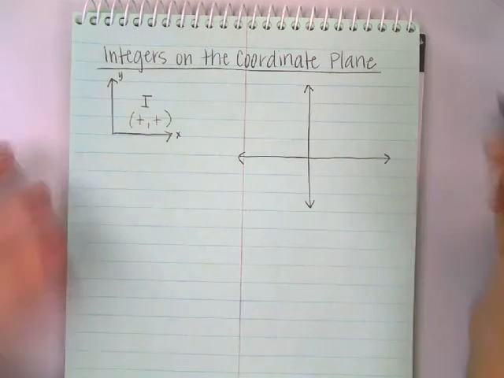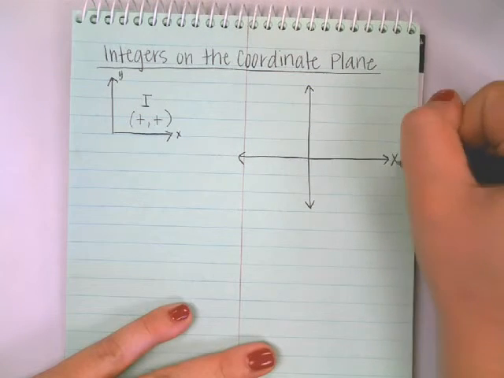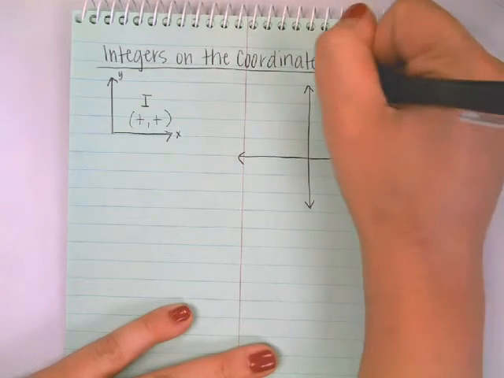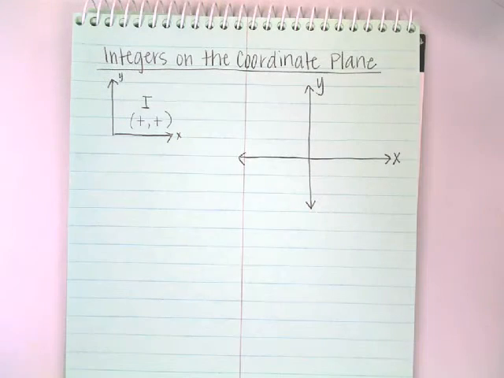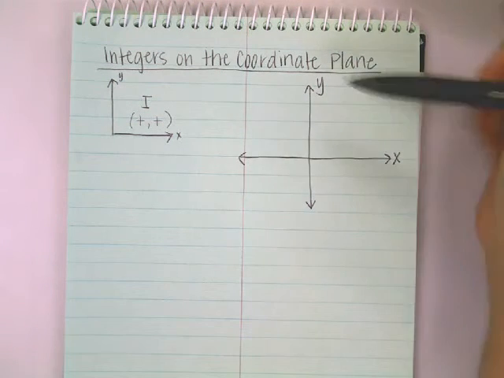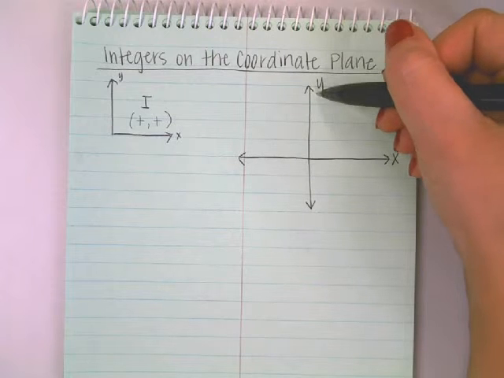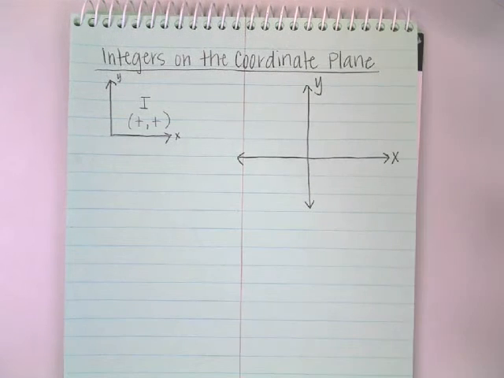The horizontal line is still our x-axis, and our vertical line is still our y-axis. Now, I always remember my y-axis is up and down because the tail of the y goes up and down. So that's how I remember that the y is the one that goes up and down.